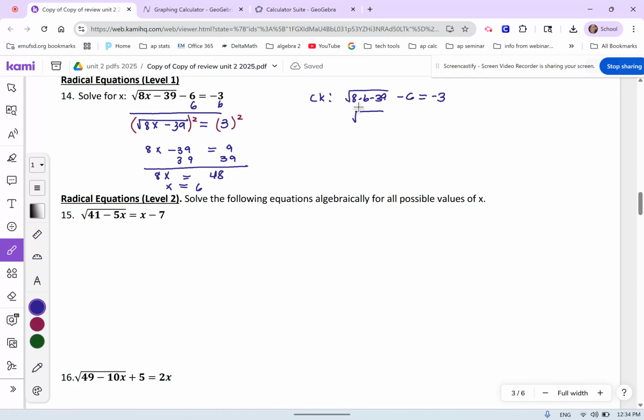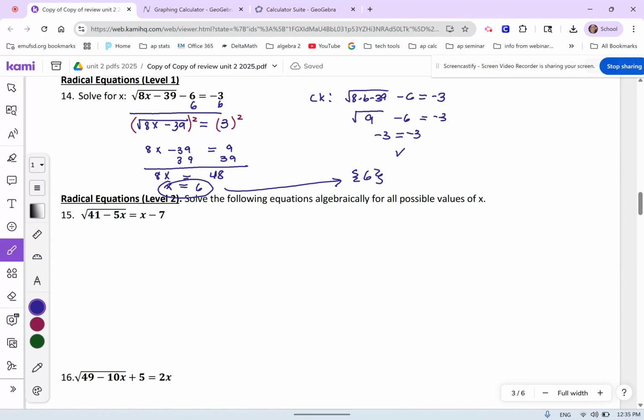So this becomes square root of 48 minus 39, which is simply 9. So the left-hand side becomes 3 minus 6, or negative 3, and negative 3 is equal to negative 3. So make sure you're not putting in the negative 3 as your solution, but the 6, because sometimes people accidentally put this as opposed to the actual x value.